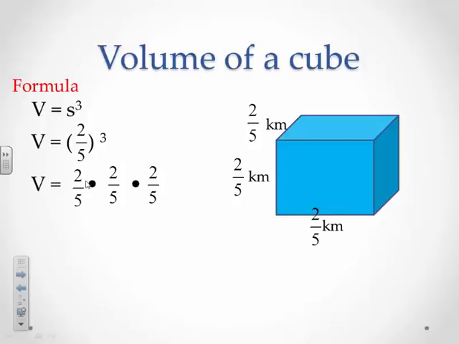All right, same deal. We're going to multiply the numerators. 2 times 2 is 4. 4 times 2 is 8. And then the denominators, 5 times 5 is 25. And 25 times 5 is 125. So 8 over 125, and we're talking about kilometers, cubic kilometers. So feel free to go back wherever you need to. That is your volume of cubes.